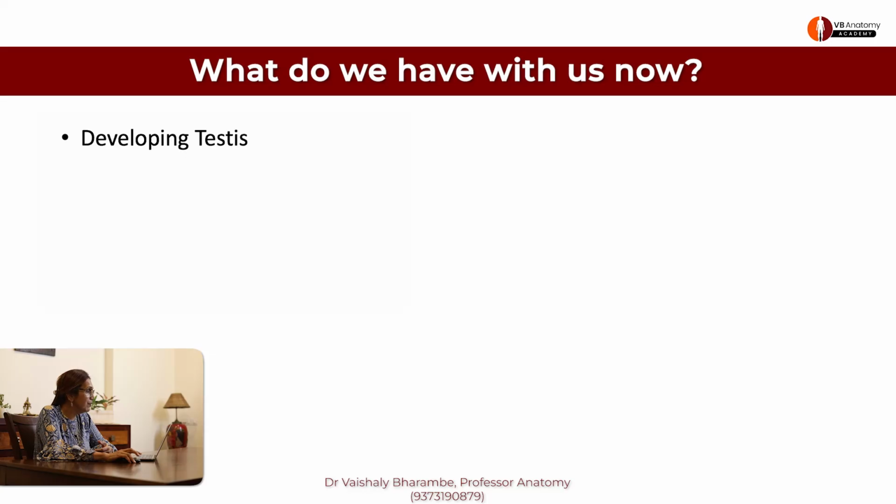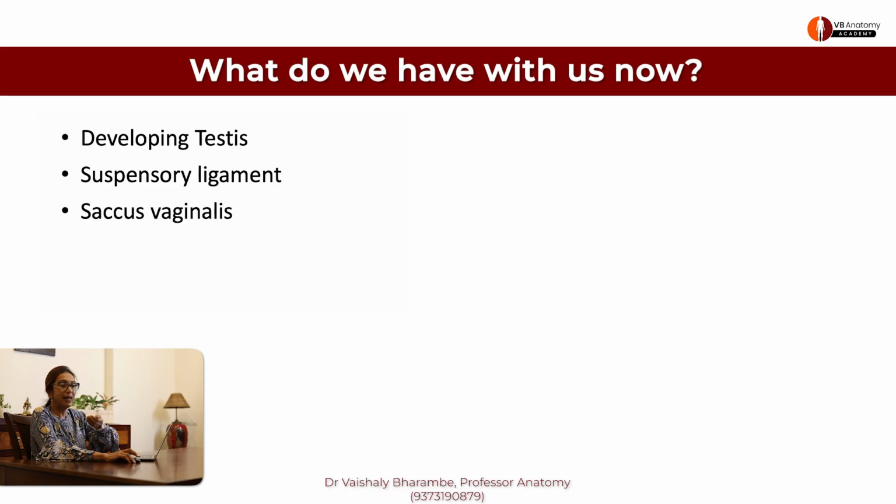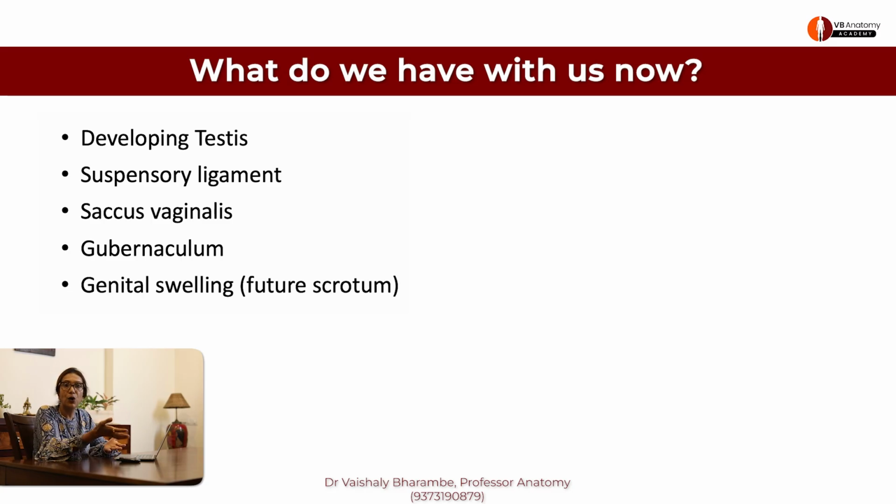Up till here? What do we have to create the descent of testes? We've got a developing testes in the dorsal wall. It is suspended from the diaphragm by suspensory ligament. It is covered by a little sac called saccus vaginalis. It is attached with the help of Gubernaculum to the scrotal sac. This is what we've got. From all this, we are going to create a descent of testes.